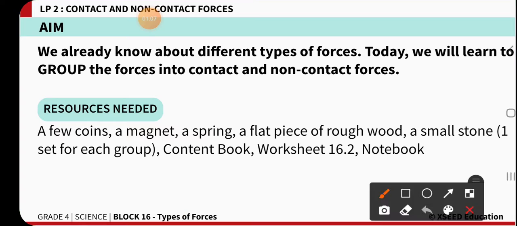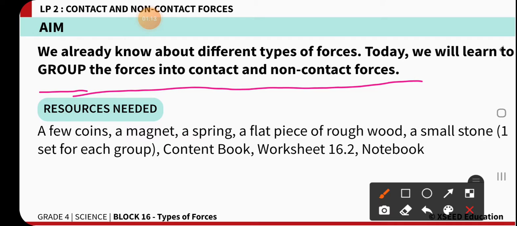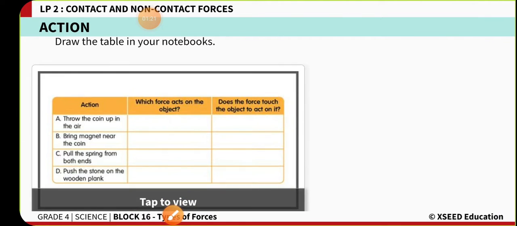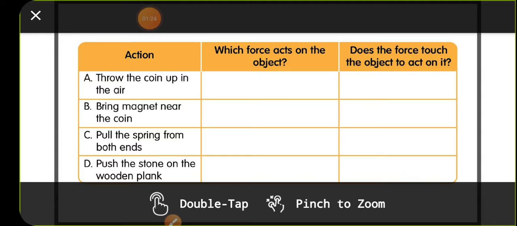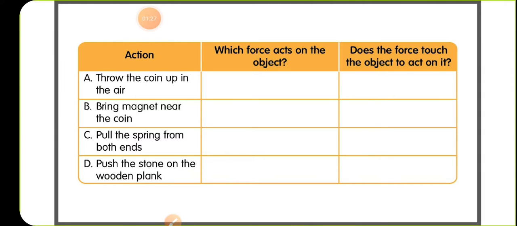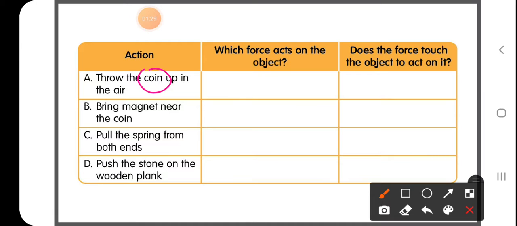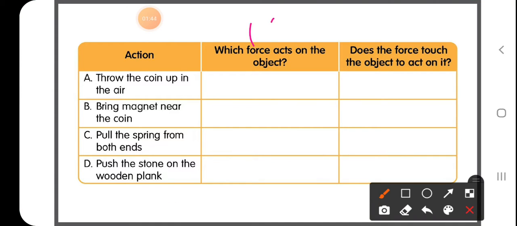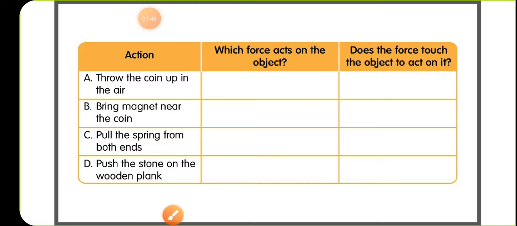Today's main aim of our class is to understand and classify or group the forces into two different groups. One is contact force and the second one is non-contact force. For understanding today's activity, let's draw a table like this with a coin, a magnet, a spring and a stone. Copy this tabular column in your class books and keep heading 16.2.